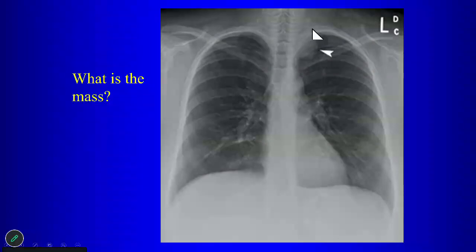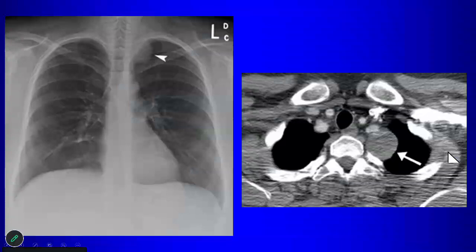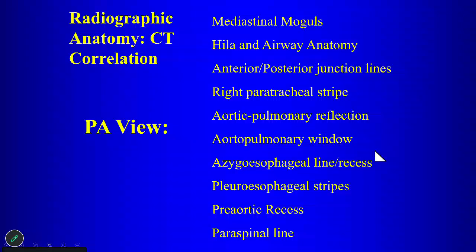And of course, all of you should be really good at this by now. Posterior mediastinal mass, with extension to the cervicothoracic region, right? So that was a neurogenic tumor, okay? All right, so next conference, there will be a quiz on this, so prepare for that.